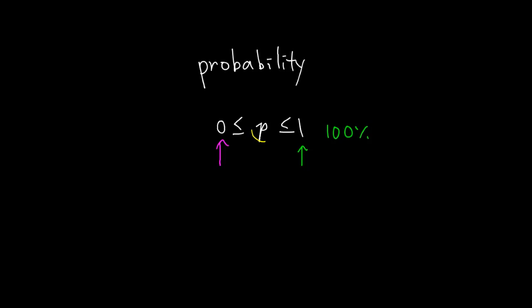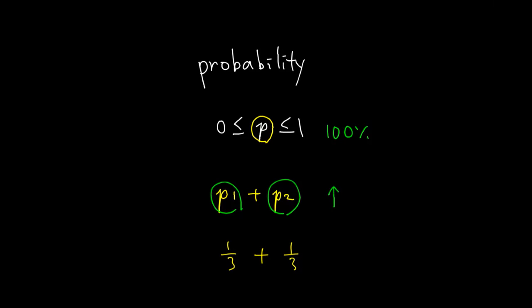And one thing you should know about a number between 0 and 1 is that when you multiply those numbers, for example, probability 1 and probability 2, the number gets smaller and smaller. For example, 0.5 times 0.5 will be 0.25. But when you add the probabilities, the number becomes greater than each one of these probabilities. As an example, 1/3 plus 1/3 equals 2/3.